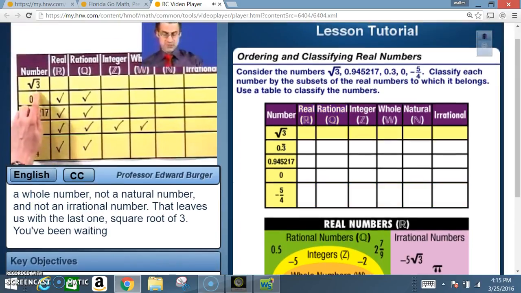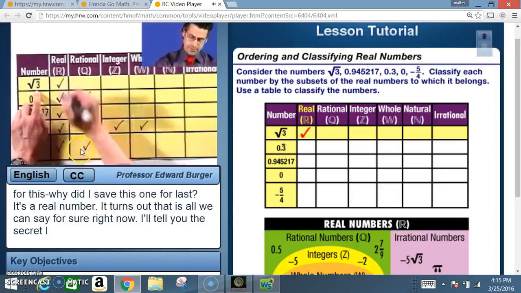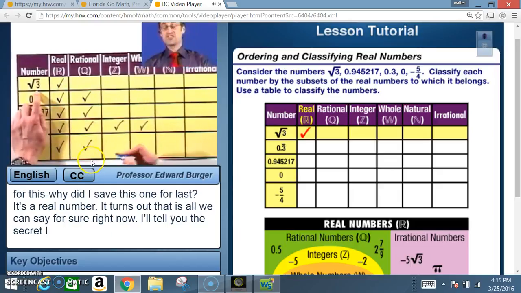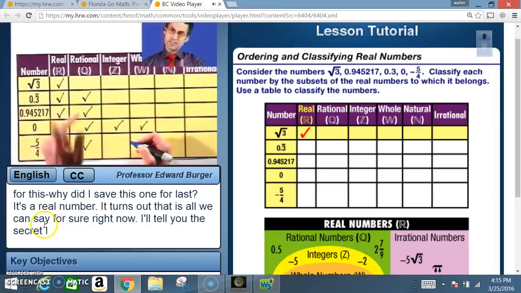And that leaves us to the very last one. You've been waiting for this, square root of 3. Why did I save that for last? It's a real number. And it turns out that that's all we can say for sure right now. But I'll tell you the secret.